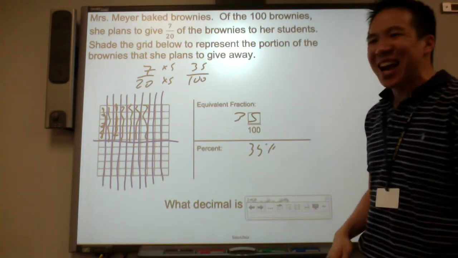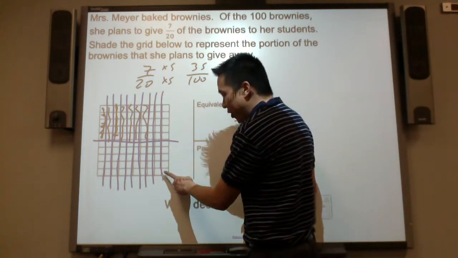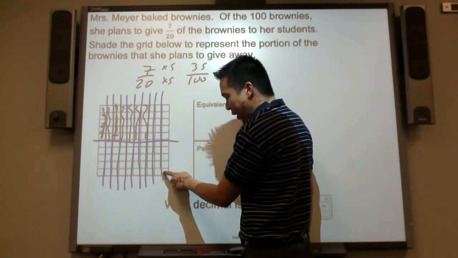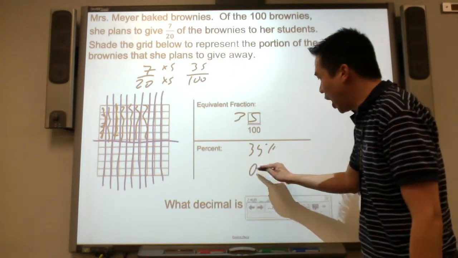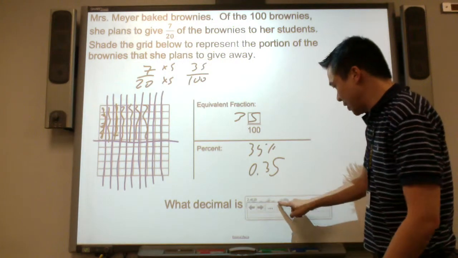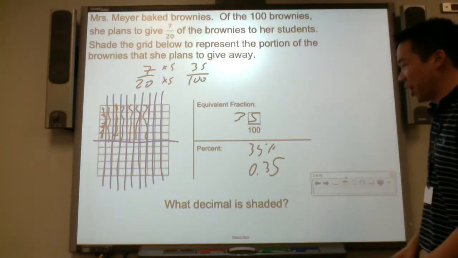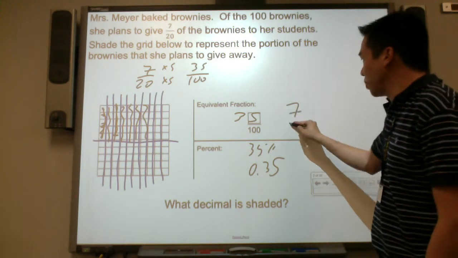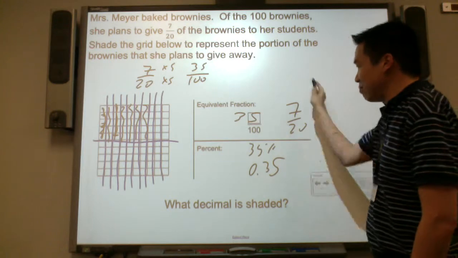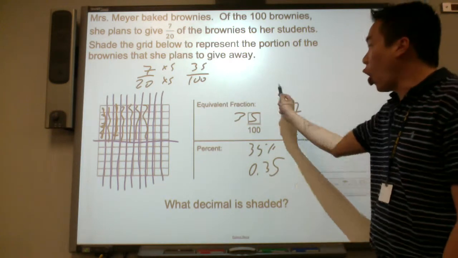And how would you write this as a decimal? If each one of these squares represents a hundredth, there are 35 hundredths. So what decimal is shaded? 35 hundredths, 35%, or 35 over 100. It also could be 7/20. All of these mean the exact same thing. They are all equivalent.